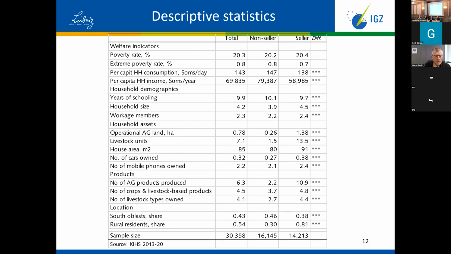We see differences almost everywhere in household demographics, in assets, in products, etc. So in a way, it kind of gives you a prospect that your results will be interesting, but from the other side, when you make regressions, things are connected and it could be that it's not necessarily that these factors are important.